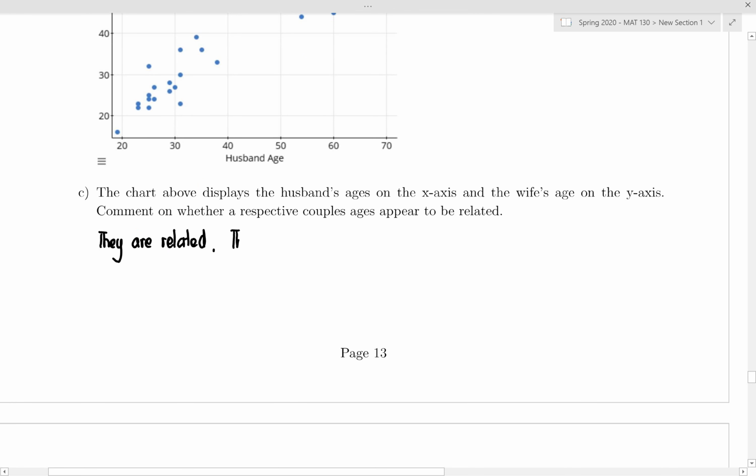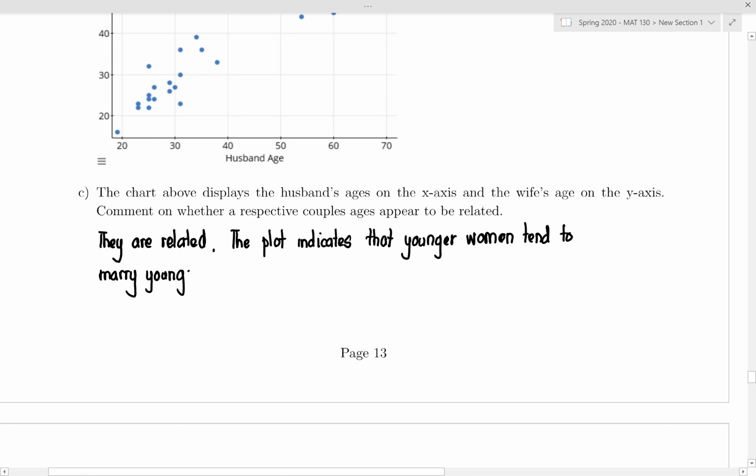The plot indicates that younger men tend to marry younger women, and same thing for older men, and the same for older couples.